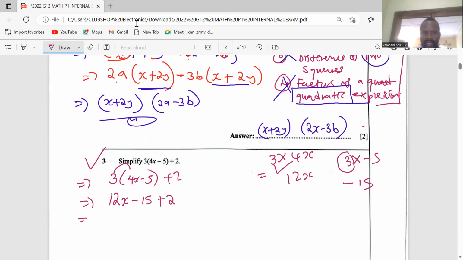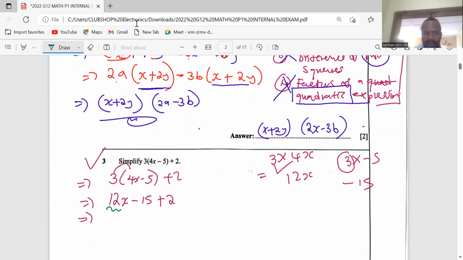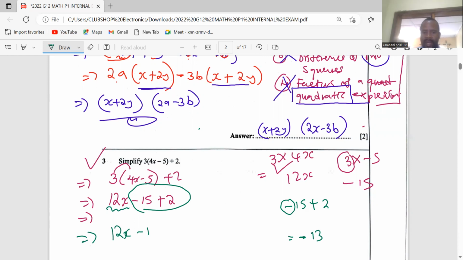Now, you look for the like terms. You realize that this 12x is independent, but I can deal with these 2 guys. This is negative 15 plus 2. Here, negative, and this is positive. There are 2 different signs. So once I'm dealing with 2 different signs, maintain the sign of the bigger number, which is 15, then subtract these 2, and you get 13. So the final answer, therefore, should be 12x minus 13.